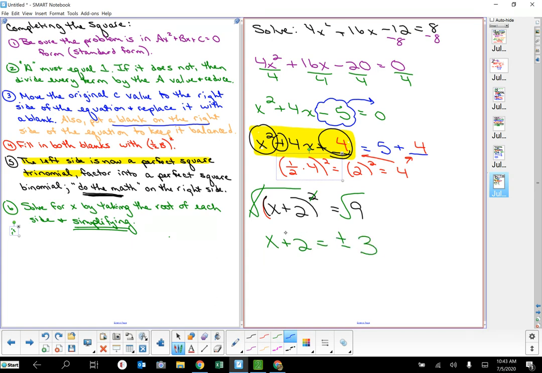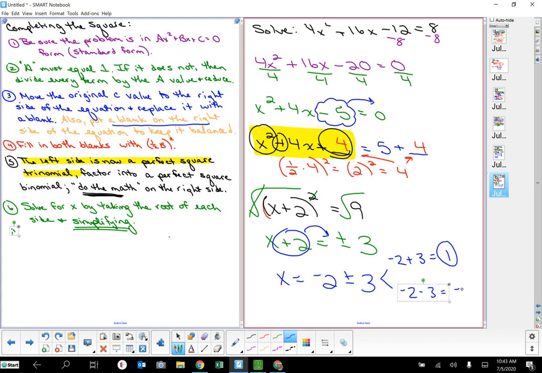We're going to move that 2 over and put it here. So x equals negative 2 plus or minus 3. Negative 2 plus 3 is 1. That's one answer. And negative 2 minus 3 is negative 5. And that's the other answer. Okay? So these are pretty straightforward when you don't have fractions in them and you have perfect squares.